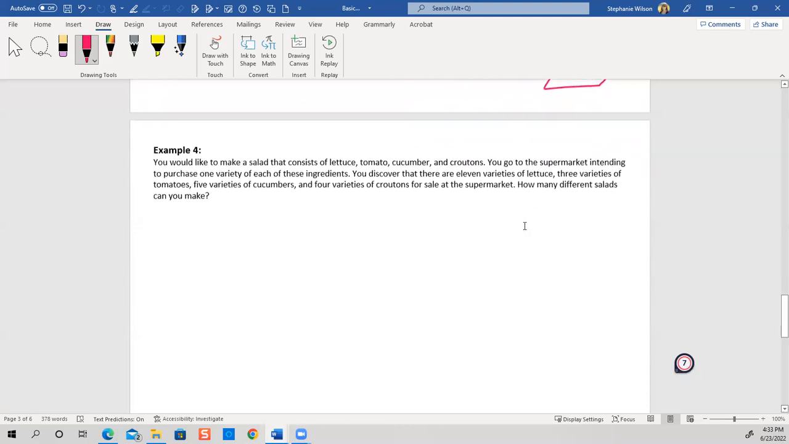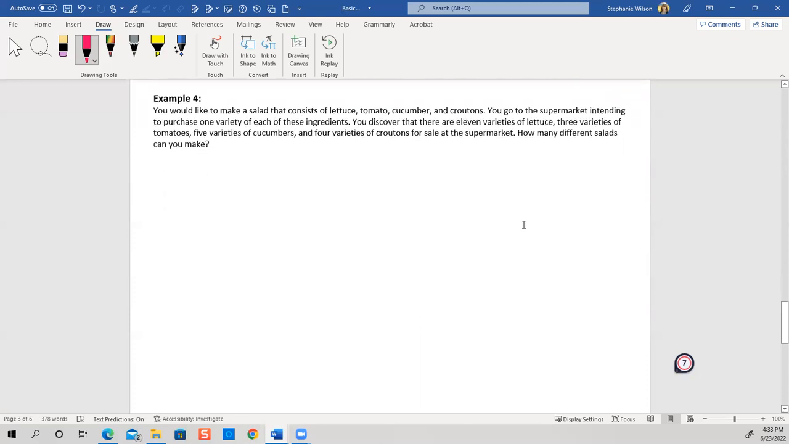All right, let's solve for 4. You would like to make a salad that consists of lettuce, tomato, cucumber, and croutons. You go to the supermarket intending to purchase one variety of each of these ingredients. You discover that there are 11 varieties of lettuce, 3 varieties of tomatoes, 5 varieties of cucumbers, and 4 varieties of croutons. How many different salads can you make?